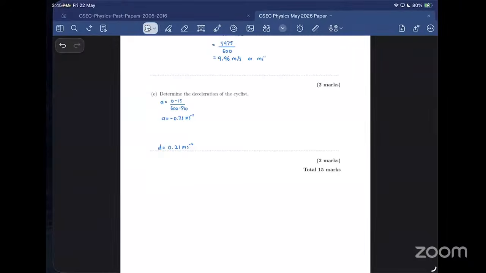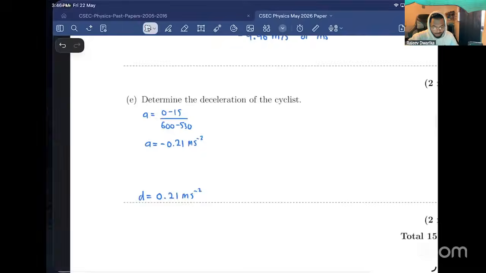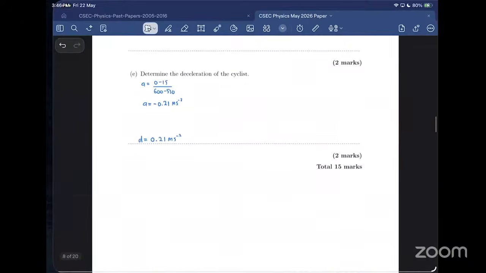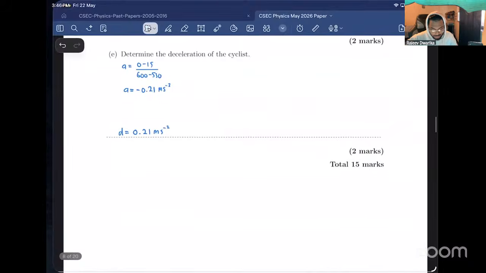Okay, acceleration is minus 0.21. The deceleration for that is just 0.21, because when you see deceleration, it's understood to be decreasing with time. Look it up. Right? I don't think CXC would penalize you for minus 0.21 though, but I would advise you to put 0.21 as the correct thing in any context.